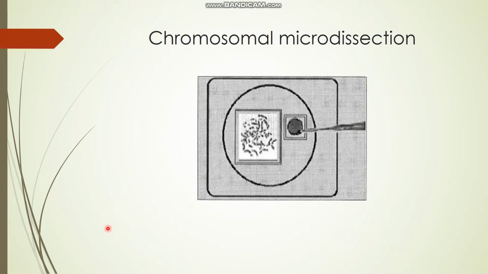Now actually in it we use a fine glass needle. Here you can see the fine glass needle, and we use it under a microscope to remove a portion from a complete chromosome. For example, you can see here this is a complete chromosome, and we are using this needle to remove a portion from this complete chromosome.